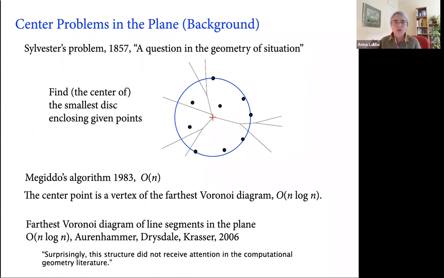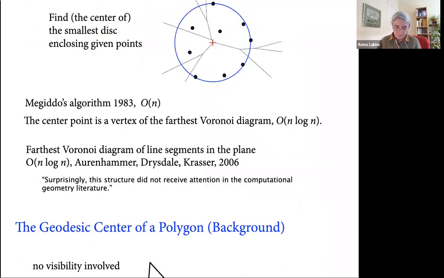Now we were trying to reach all the half polygons, which is sort of like reaching line segments inside a polygon. So it's worth thinking, well, in the Euclidean plane, what happens if you want the farthest Voronoi diagram or the center of a set of line segments? And Ohrenhammer et al. point out that this problem has been a little bit neglected compared to farthest Voronoi diagrams of points. And so what we're really considering is we have line segments, but furthermore, we're inside a polygon with geodesic distances. So that has been entirely neglected to my knowledge.